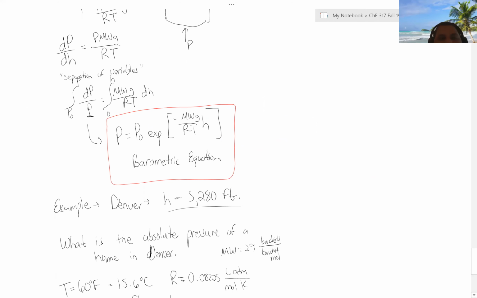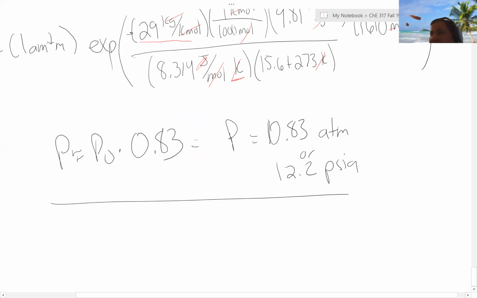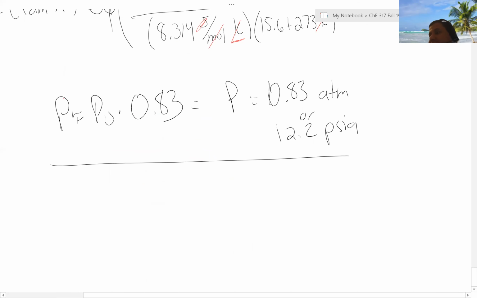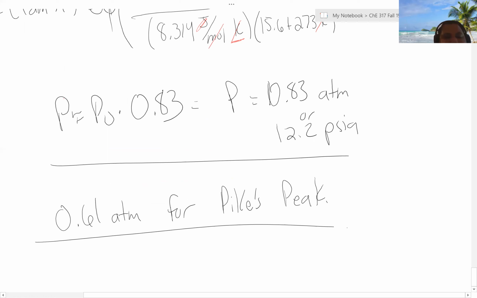I would recommend, we're out of time, but in the lecture notes and slides, there is a second follow-up about traveling to Pikes Peak. Go ahead and do that one and double check your answer. With that one, you should get a much lower pressure of about 0.61 atmosphere for Pikes Peak. So go ahead and do that one in your spare time. Make sure you can run the calculation yourself. And if you have questions, feel free to reach out.